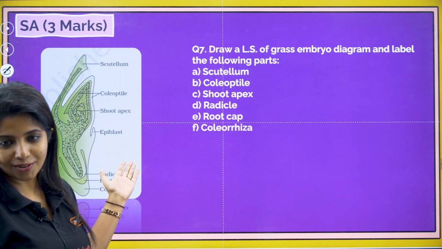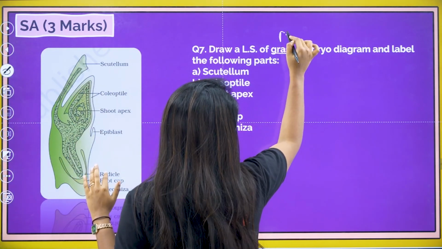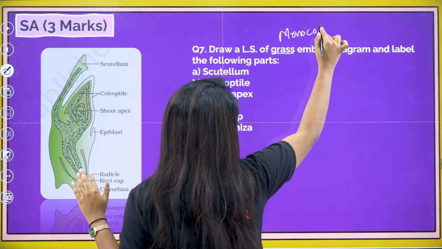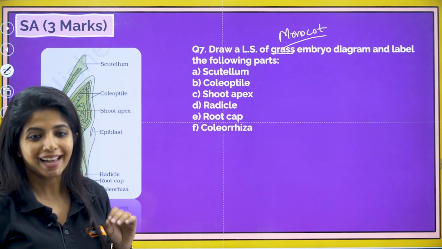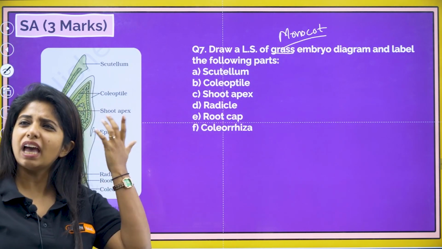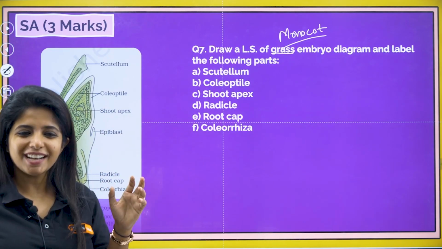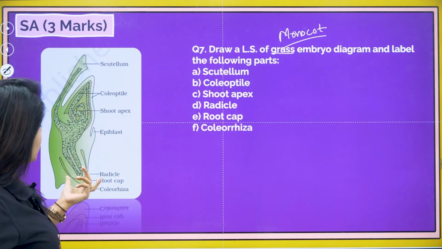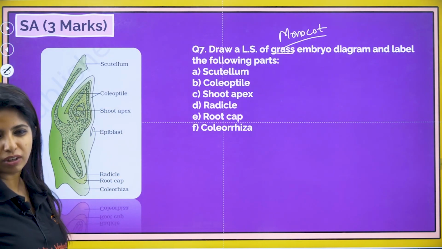This is the grass embryo. Grass is basically a monocot, my dear children. So you are asked about drawing a monocot embryo. As simple as that. Sometimes people say, I have only studied dicot and monocot. So grass comes under monocots. So how do you draw this particular diagram? It looks so difficult, right?